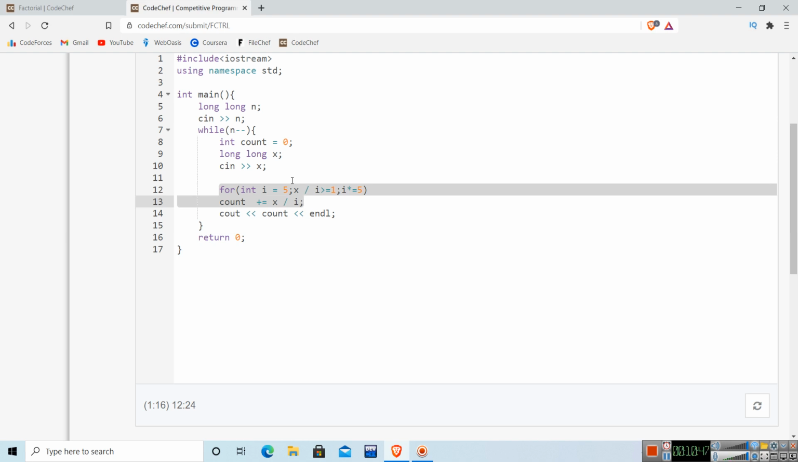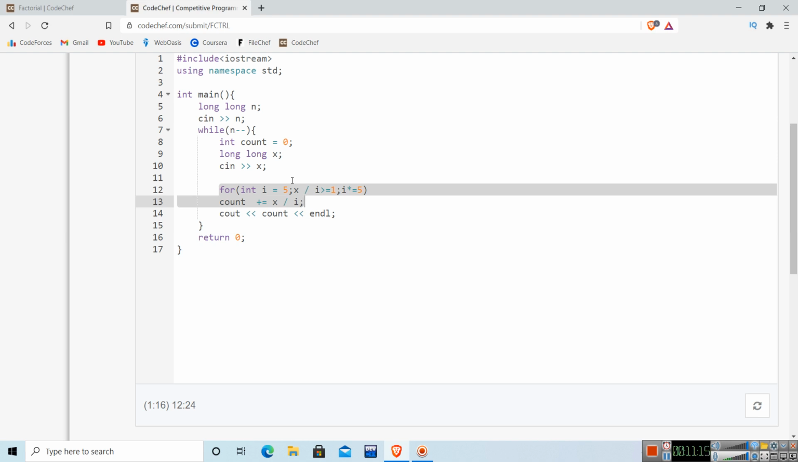Then i is equal to i into 5. That means 5 into 5, that is 25. Now 100 by 25 would be 4. So count would be 20 plus 4, 24. And there is no 125 in 100. I mean, that's why the loop condition will also fail. 100 by 125 is never greater than or equal to 1. So we are having the count as 24. That means there are 24 trailing zeros in 100 factorial. Hope you got it, guys.